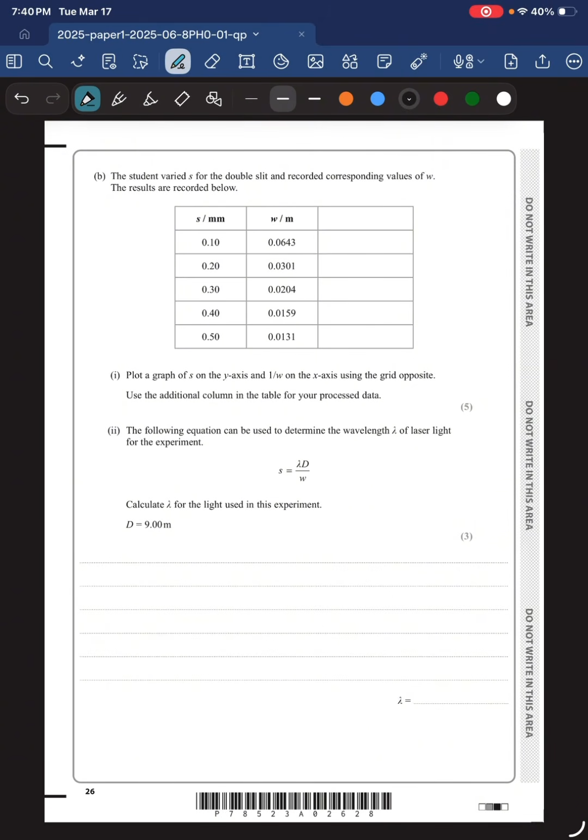The student varied S for the double slit and recorded corresponding values of W. The results are recorded below. Plot a graph of S on the y-axis and 1 over W on the x-axis using the grid opposite. Use the additional column in the table for your process data. So we need another column with 1 over W. The units are meters to the minus 1. So 15.15, 33.22. I'm going to speed up the video. All right, the column is complete.